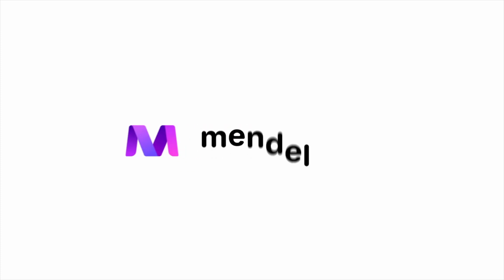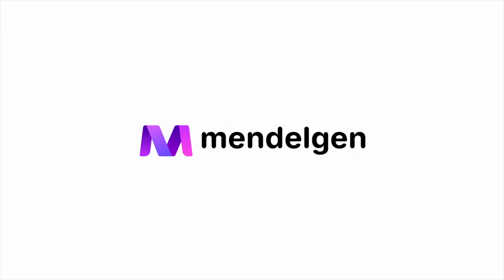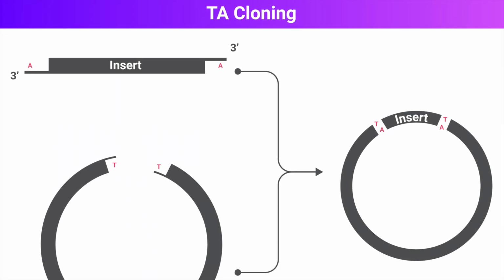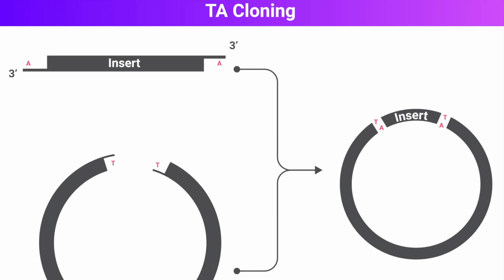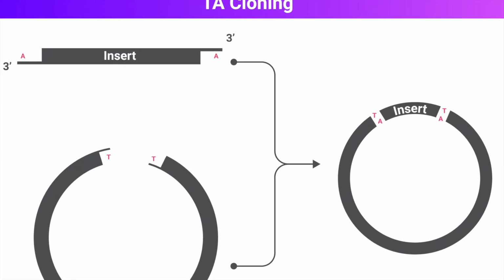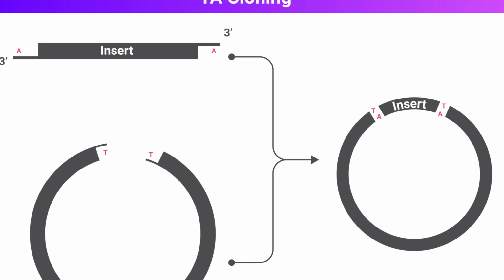In this video, we will show you how to simulate TA cloning on Mendelgen. TA cloning is a simple cloning technique that relies on base pairing between T overhangs on a linearized backbone and A overhangs on a linearized insert.